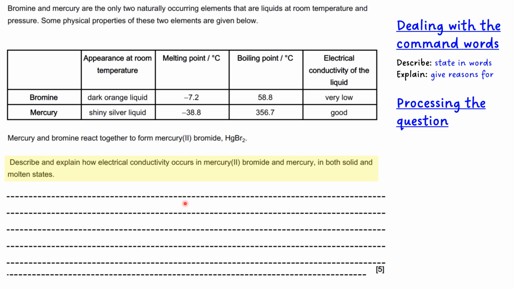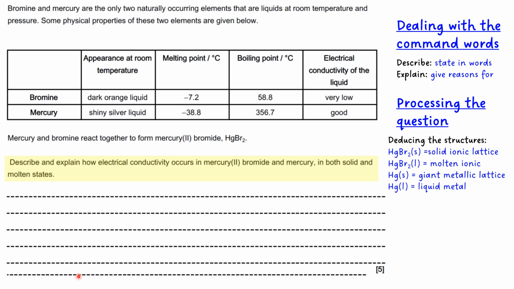So now let's look at the conductivity occurring in mercury 2 bromide and mercury in both solid and molten states. The four different things to talk about are mercury bromide in solid form, mercury bromide in liquid form, mercury as a solid metal, and mercury as a liquid metal.